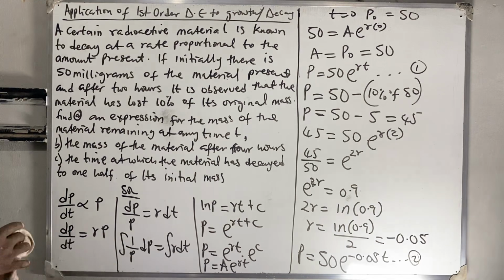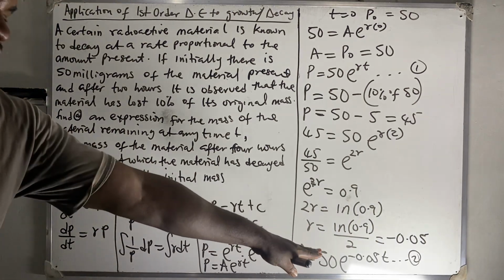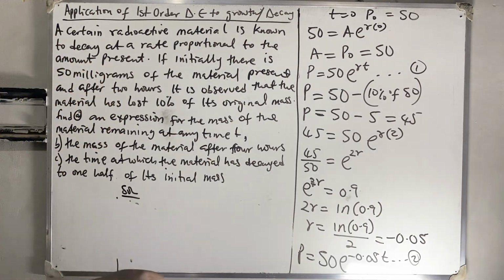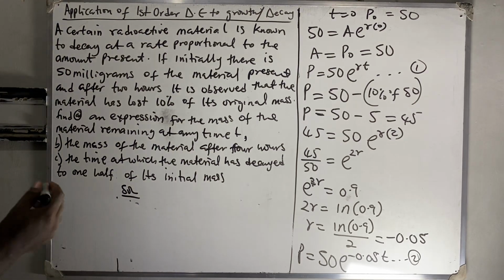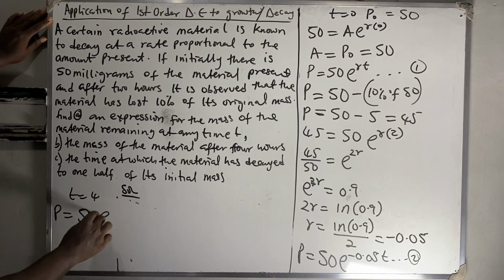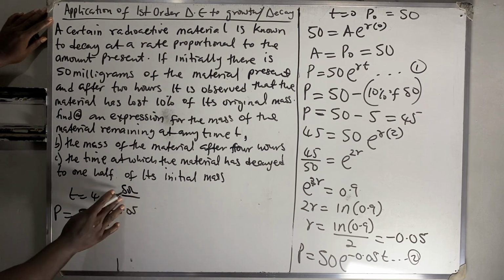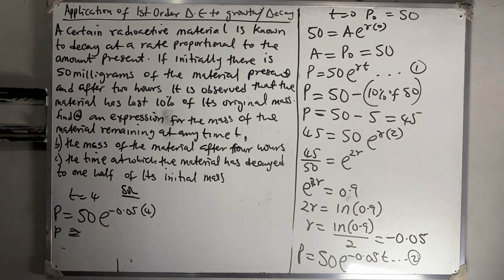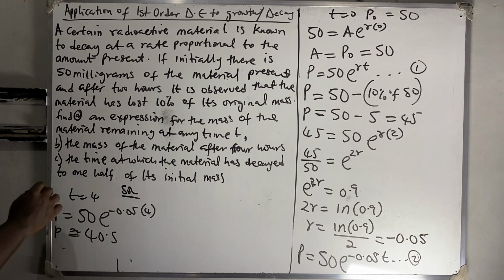Okay, so having this now, they say we should get an expression. So this is the expression they say we should get. This is answer A. So let's go to question number B. Question number B said we should get the mass of the material after 4 hours. So t is equal to 4, and then we have that P will now be equal to 50 exponential minus 0.05 multiplied by 4. So if we multiply this by 4 and then get the exponential of it, and then multiply it by 50, we're having 40.5. That is for question number B.